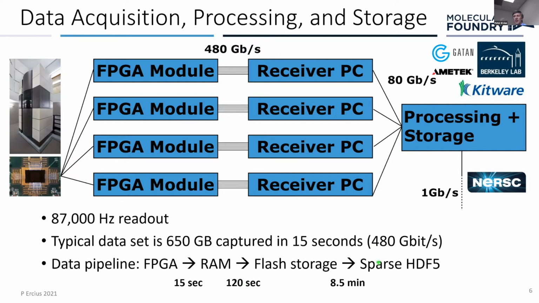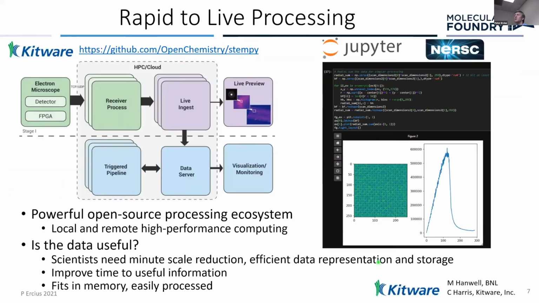We'd like to get this even further down. You can see how things are getting longer and longer, and the user has to wait longer and longer for each one. So we'd really like to get to rapid and maybe possibly live processing. There are a lot of open source packages for this, but StemPy is one that I'm heavily working on directly for this detector. So we're trying to do local and remote high performance computing, so edge compute, and also sending things to a high performance computer.